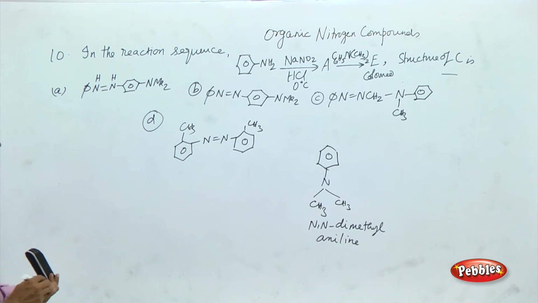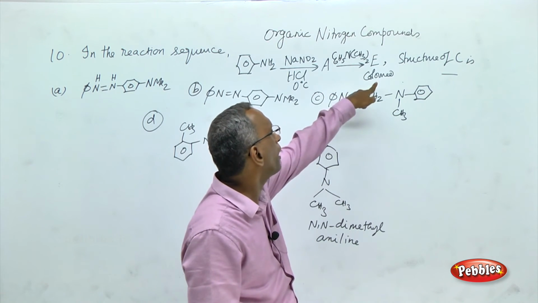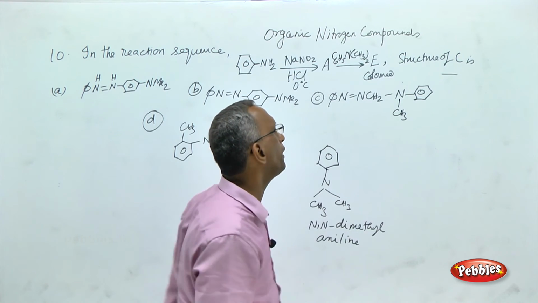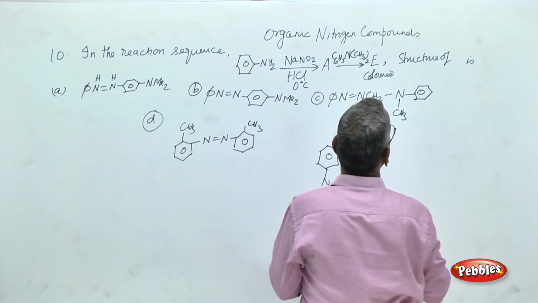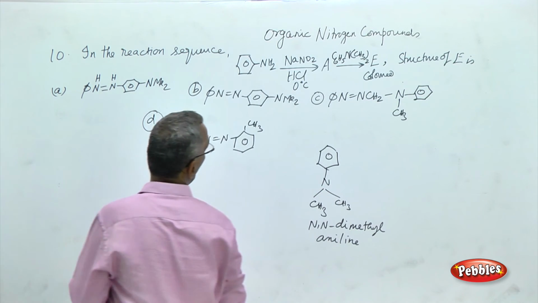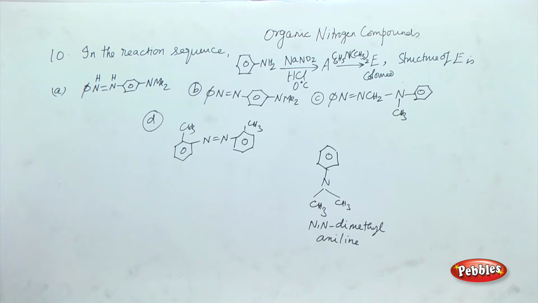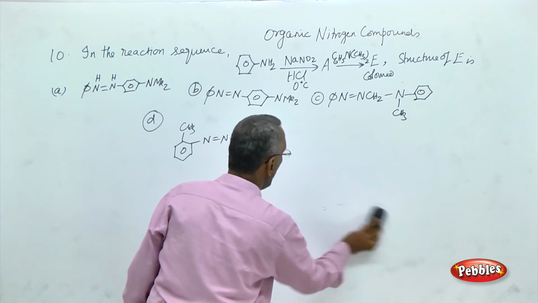So when it is treated with this compound, we get a colored substance E. A colored product E is obtained. In that case, what is the structure of E? The structure of the compound E is dash. They have given 4 choices. All are coupled products. So this is a reaction where a coupling reaction takes place. So we have seen the diazotization and coupling.